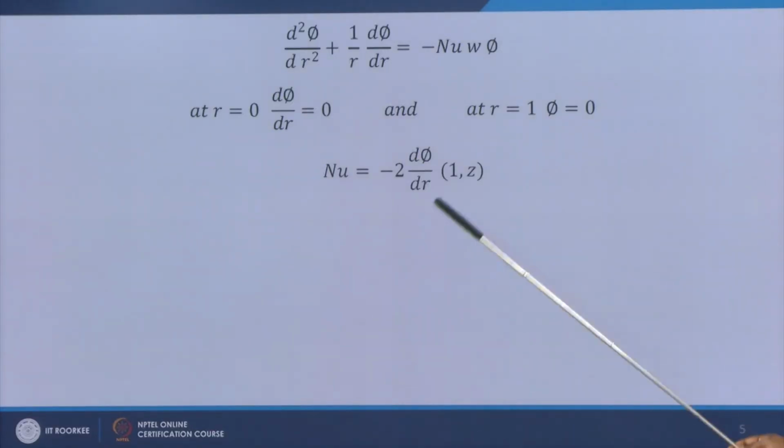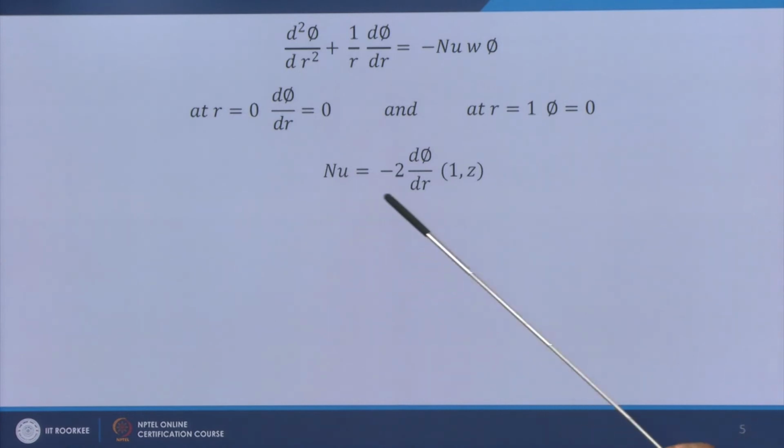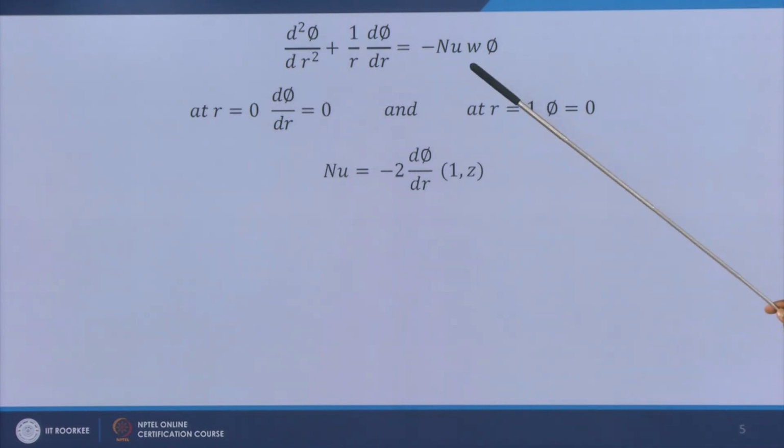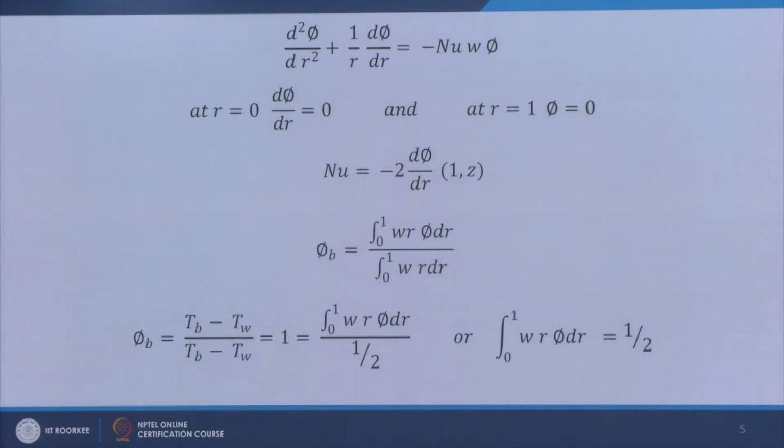So, this equation will be helping us to find out the value of Nusselt number after solution of these sets of equations. So, let us proceed further. Before going there, let me introduce the bulk temperature. This also we have introduced in our 11th lecture, where we have shown that the non-dimensionalized bulk temperature can be written as integral 0 to 1 Wr phi dr divided by integral 0 to 1 Wr dr.